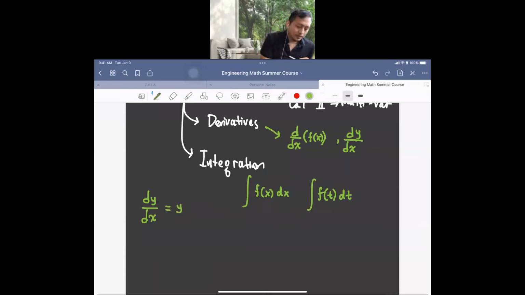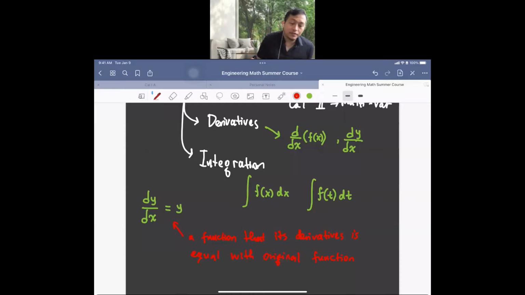So if we have this, then if we want to solve it, we need to think if there is a function that we have, that its derivative is equal to the original function. This is what it basically says. If you have dy over dx equal y, this is also one of the differential equation examples.